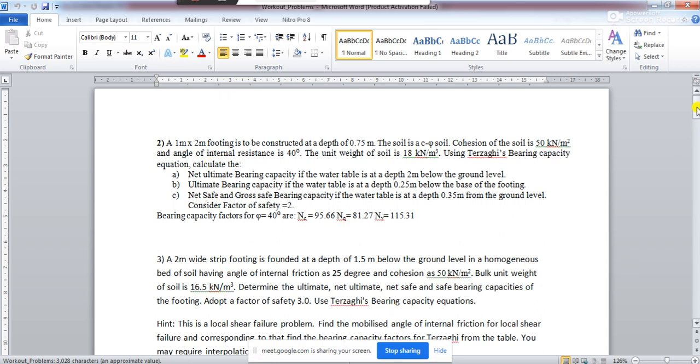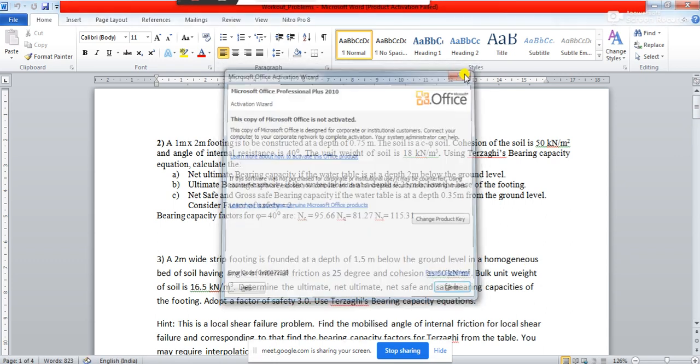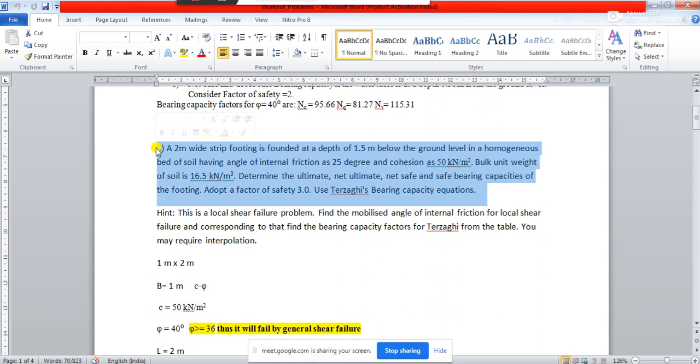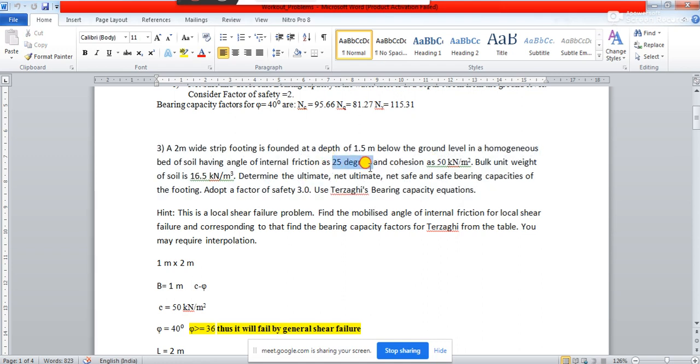You are talking about this problem, right? A 2-meter wide strip footing is founded at a depth of 1.5 meter below the ground level in a homogeneous soil bed having angle of internal friction as 25 degree and cohesion as 50 kilonewton per meter square. Bulk unit weight of soil is given. Determine the ultimate net safe bearing capacity of the footing. Adopt factor of safety 3. Use Terzaghi's bearing capacity equation.